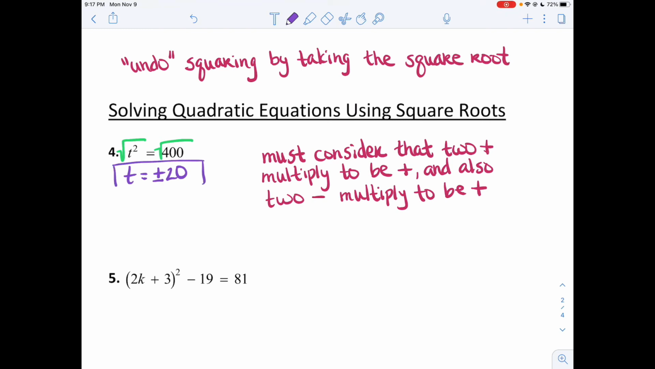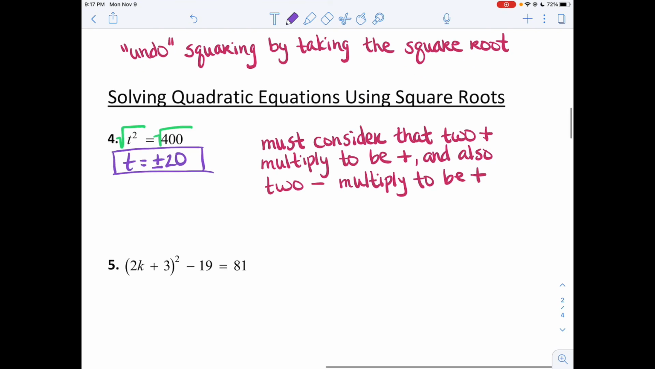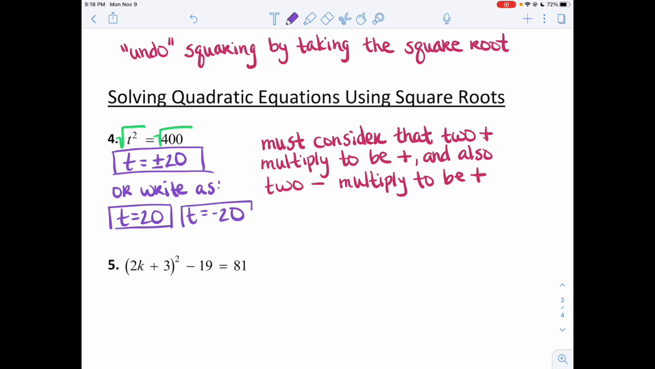So our answer is that t could be positive or negative 20. We could also write this as two separate square roots. You don't have to do both, do one or the other, but we could have also said that t is equal to 20 and t is equal to negative 20. And those two separate pieces mean the same thing as this one piece with the positive and negative sign.